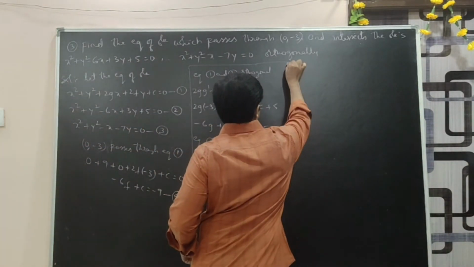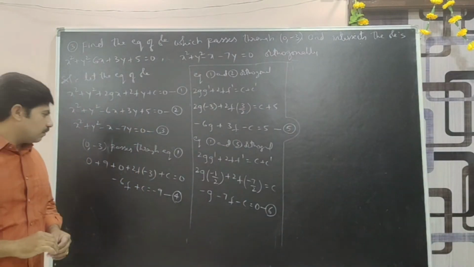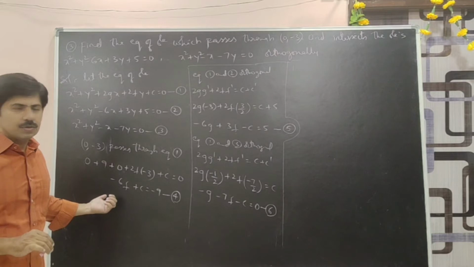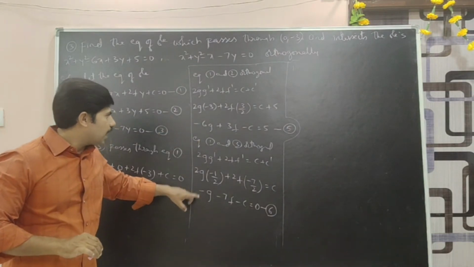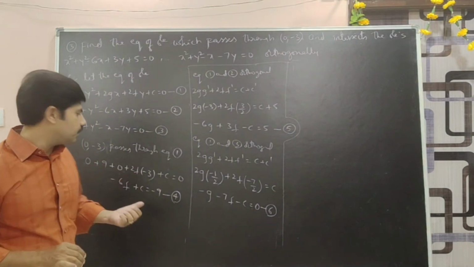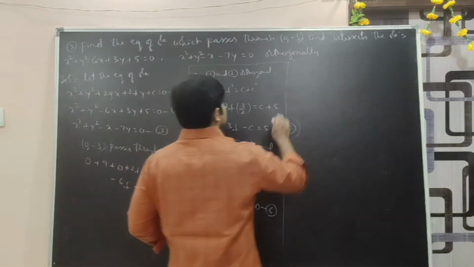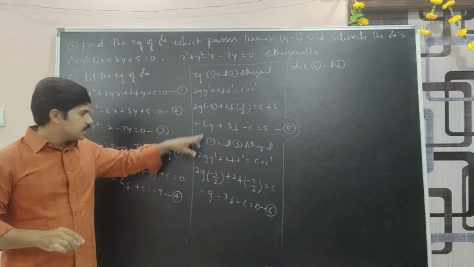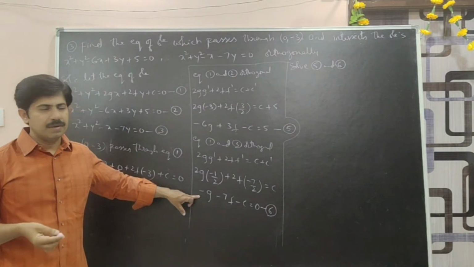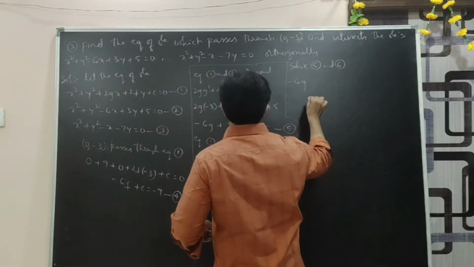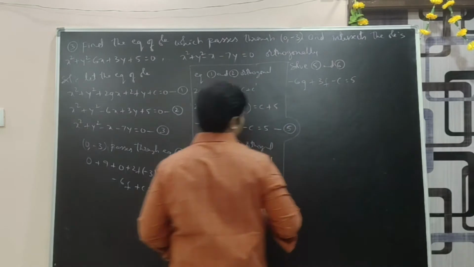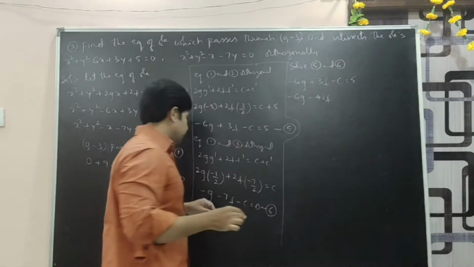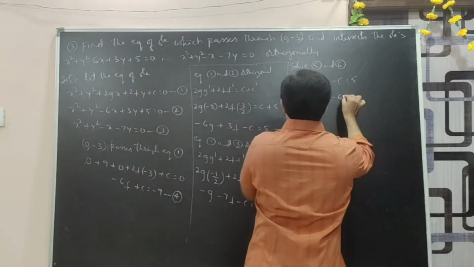Now after that, just observe equation 4, equation 5 and equation 6. In equation 4 we don't have the g term. So we will solve 5 and 6 and we will eliminate g, because we don't have g in equation 4. So when we are solving 5 and 6, I will multiply the 6th equation with 6. Equation 5 is minus 6g plus 3f minus c is equal to 5. Now I will multiply with 6. So we get minus 6g minus 42f, because 6 sevens are 42, and minus 6c is equal to 0.